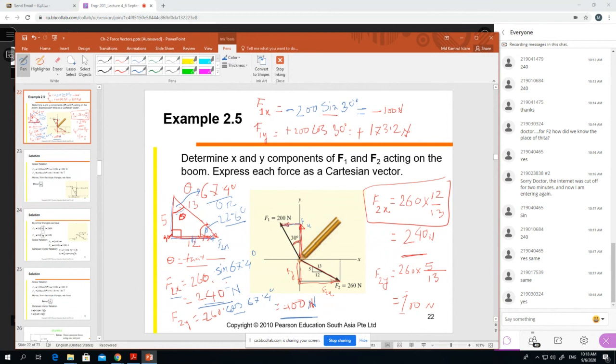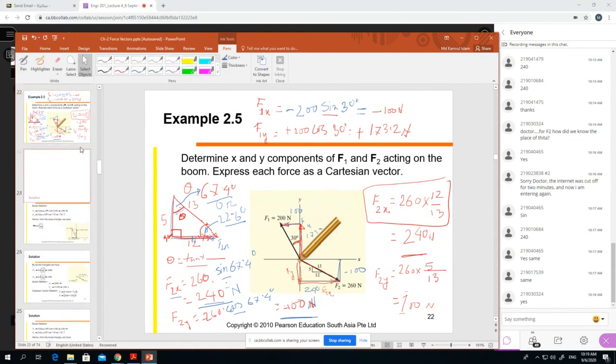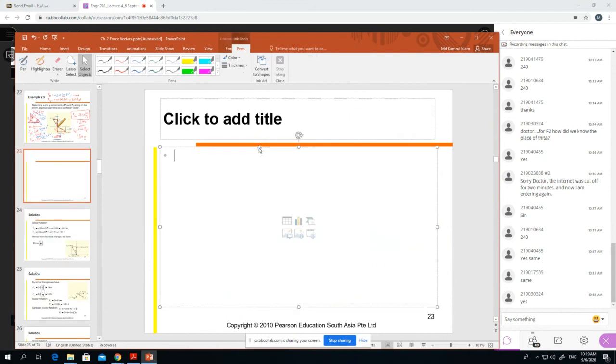Now they said express each force as Cartesian vector. All right. So here we find it. This is f2y. We find minus 100, and f2x we found 240, and here how much did we get? I forgot the answer. Maybe it was 100 and x was 173 point something. So this becomes clumsy. I will write down another one, another slide, and make it more clear.